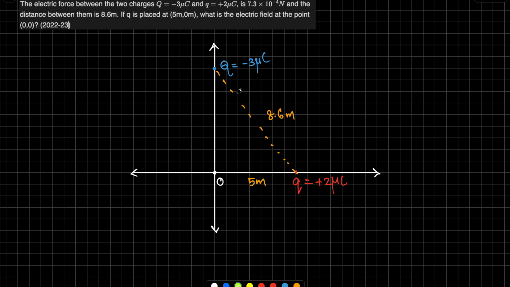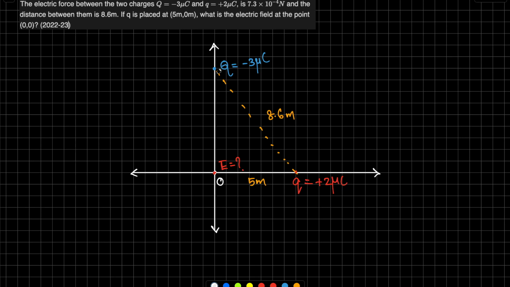We have two charges in this problem. A negative charge, minus 3 microcoulomb, placed on the y-axis. Another positive charge, plus 2 microcoulomb, placed at 5 meters on the x-axis. The distance between these two charges is 8.6 meters. And we need to find the electric field, the net electric field at the origin, at this point. That's the question.